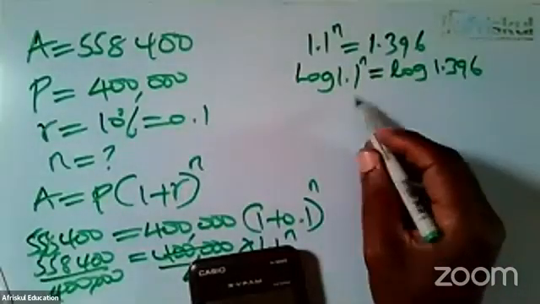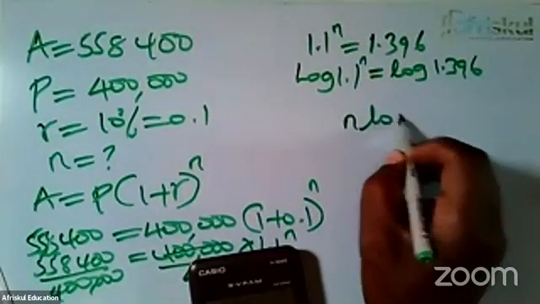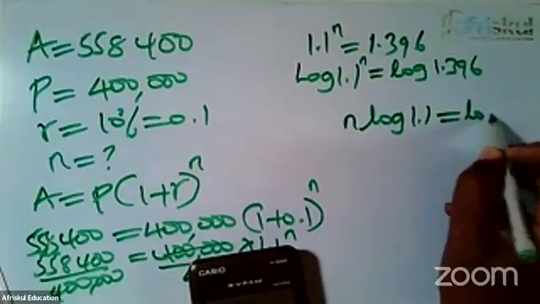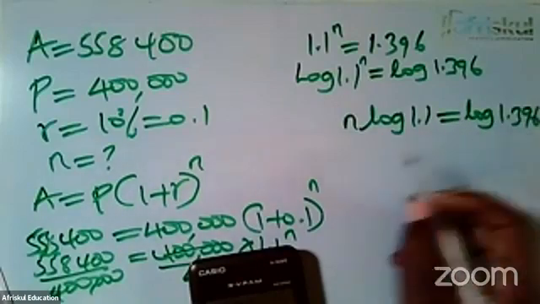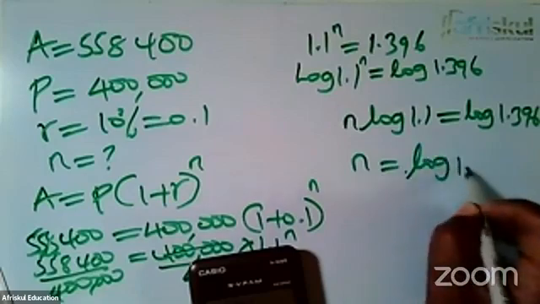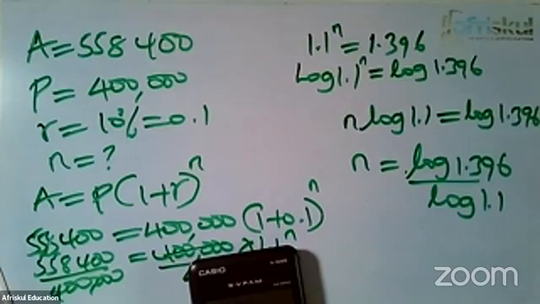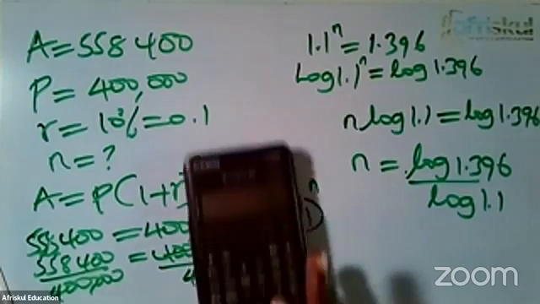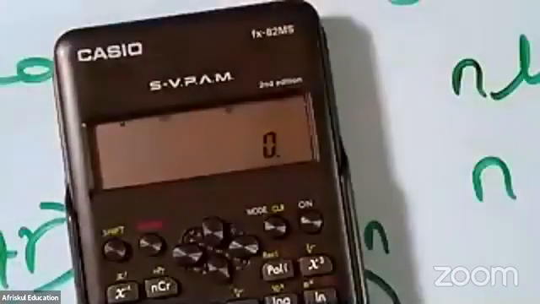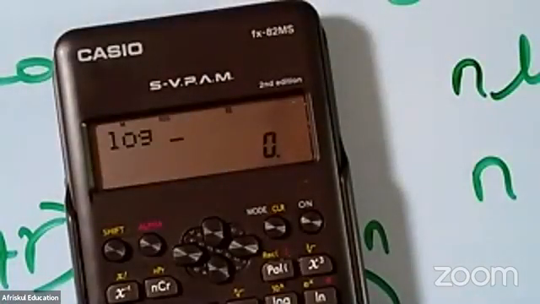Okay, so now here we are. Come and drop n down. Because of the third law, we have n times the logarithm of 1.1 equals the logarithm of 1.396. Therefore, n will be the logarithm of 1.396 all over the log of 1.1. Let me amplify this: the logarithm of 1.396 divided by the logarithm of 1.1.